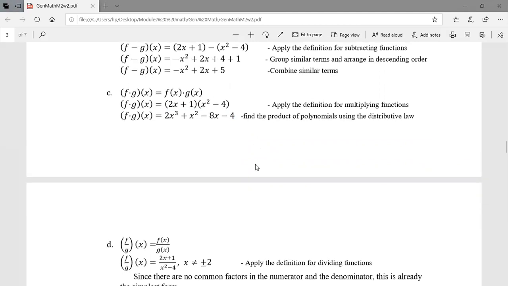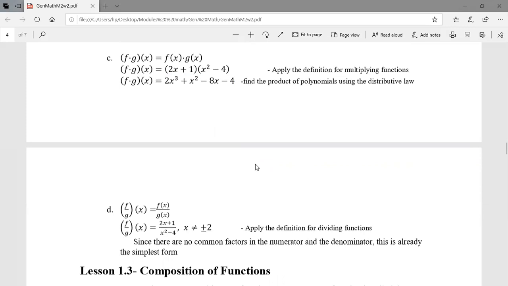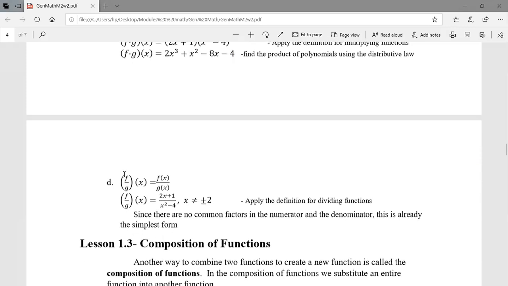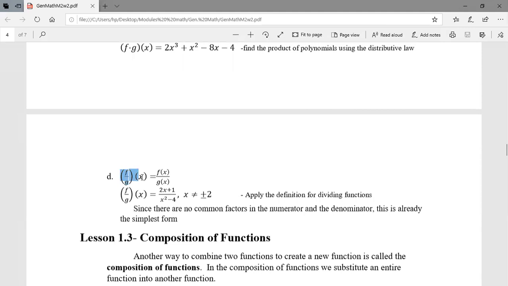Okay, for the quotient. So f divided by g of x is equal to f of x over g of x. The value of f of x is 2x plus 1, and our g of x is x squared minus 4. So our x should not be equal to positive or negative 2.